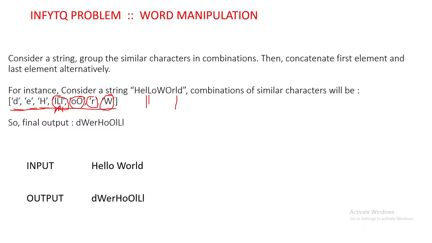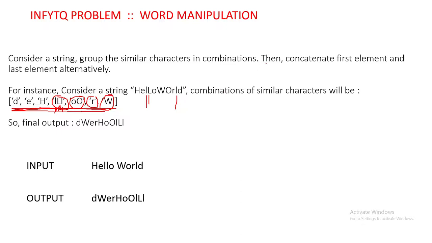So this will be our task 1: to get a sorted list with the characters combined to each other. The final output will be DWERHOOLLL.